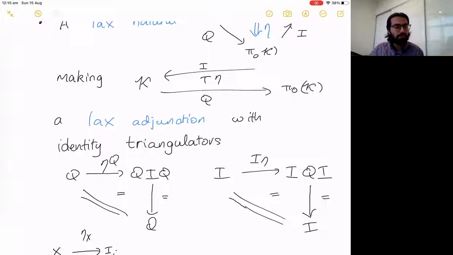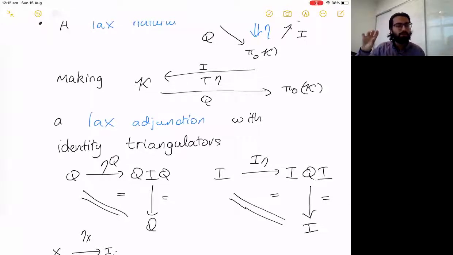Normally with a lax adjunction, you ask for not necessarily even invertible modifications over here, which you would call triangulators, and then you would ask them to satisfy certain tetrahedral identities. But here we want our triangulators to be identity modifications, and the tetrahedral identities, which aren't trivial, we do want them to hold. So we do want it to be a lax adjunction with identity triangulators.